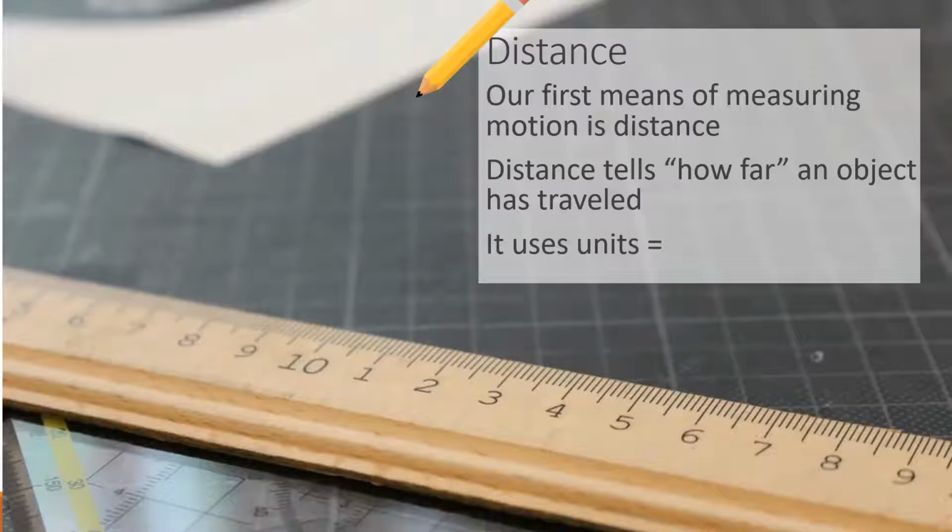So I assume you guys are starting to write this down. If not, hopefully you are in a second. So our first distance is our first means of measuring motion. Now motion is more of... Do we have to write this down? Yes, there's a pencil.